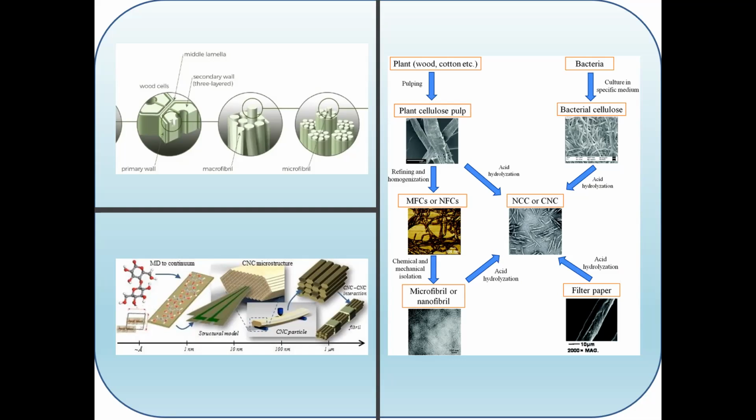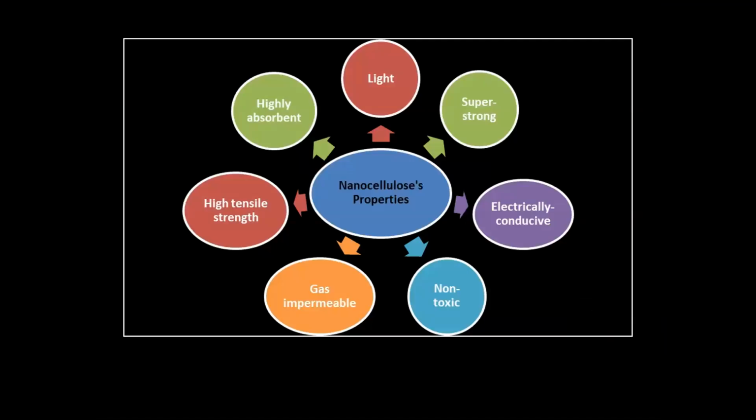Okay, and the same thing with the bacterial cellulose, where the source is from the bacteria. It can also produce the nanocrystal cellulose by the acid hydrolysis process, followed by the centrifuge process, with which we can further purify the structure of nanocellulose.